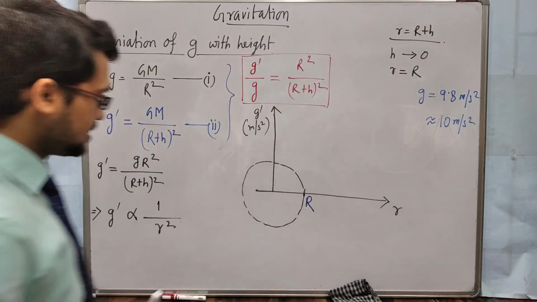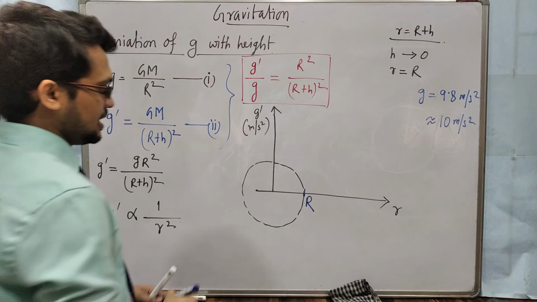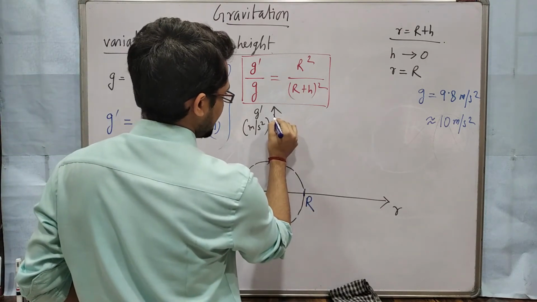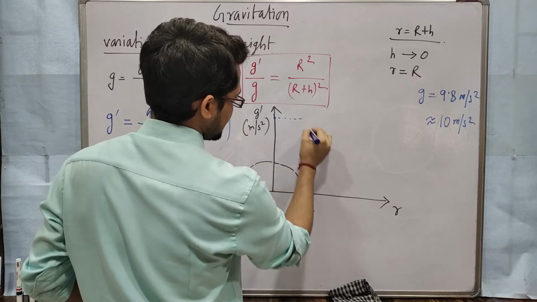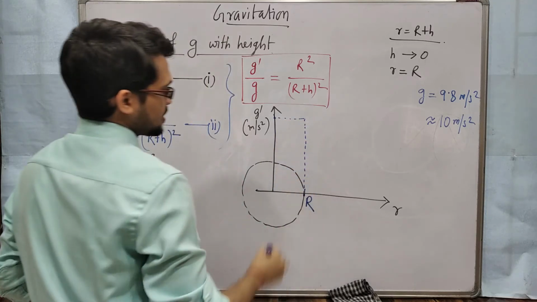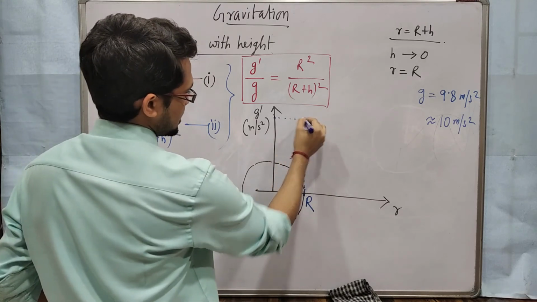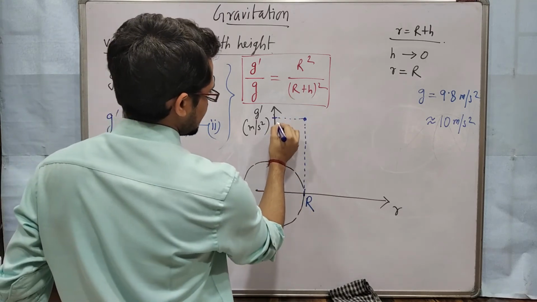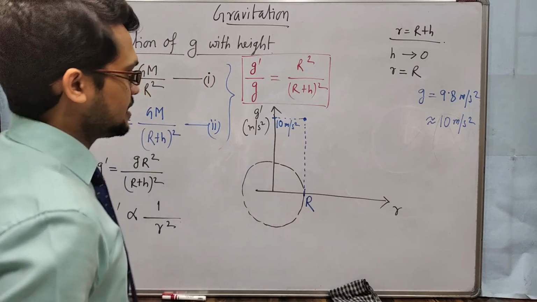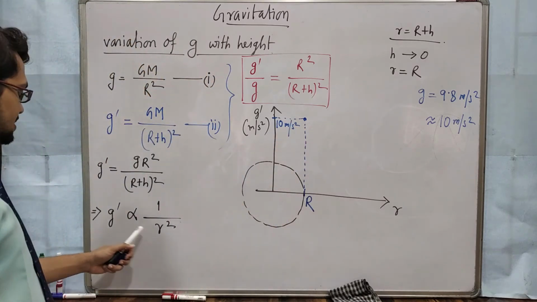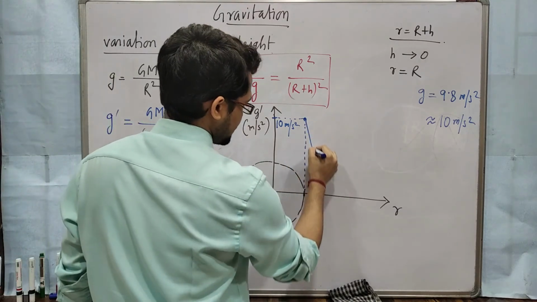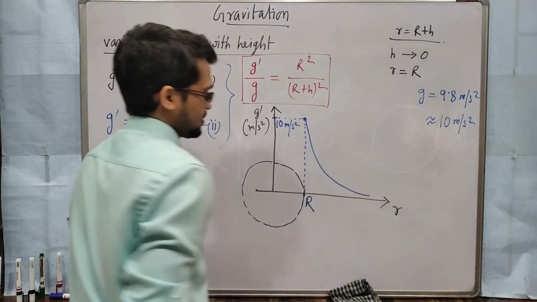Clear? So our graph will start from this point, and the value of g prime is suppose 10 meter per second square. This point represents 10 meter per second square. Here g prime is inversely proportional to the square of the distance, so the graph will look like this.